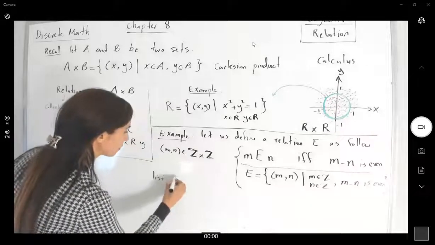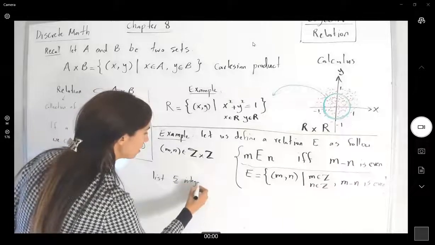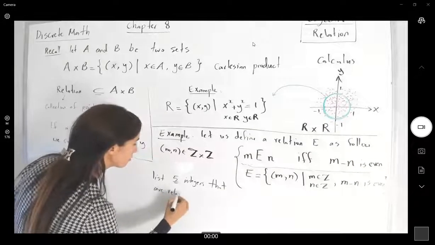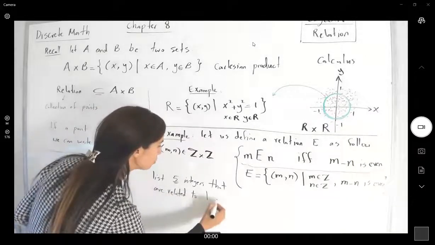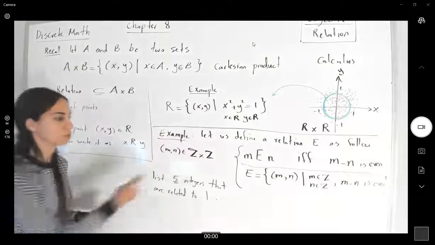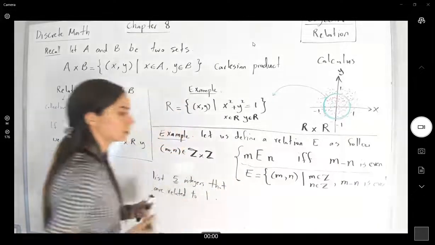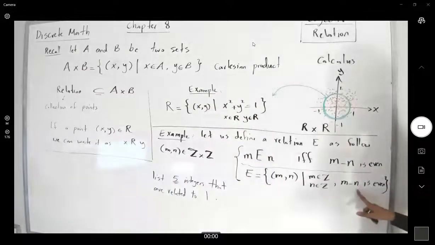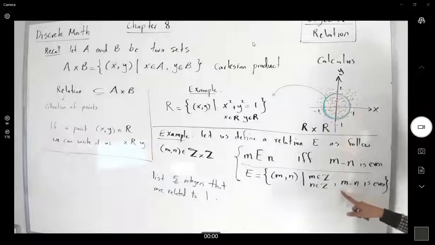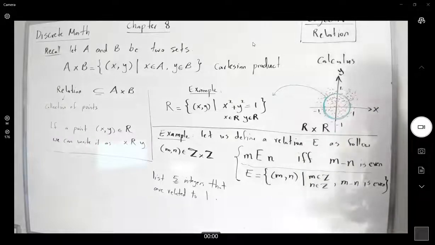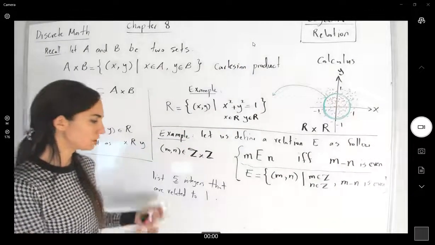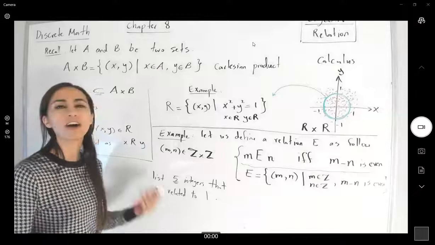List 5 integers that are related to 1. So we're looking for 5 integers that when we subtract them from 1, the outcome is even. It just says find just 5 integers.